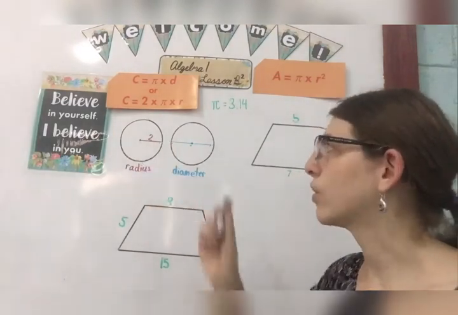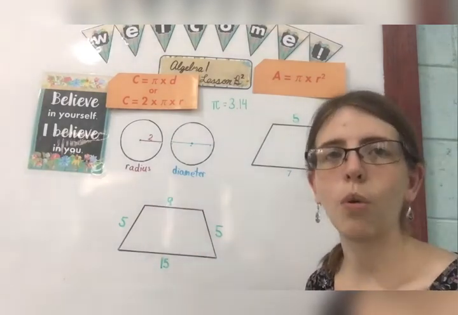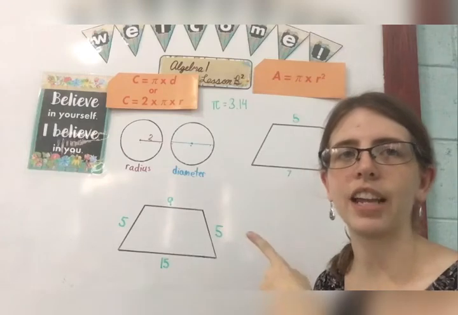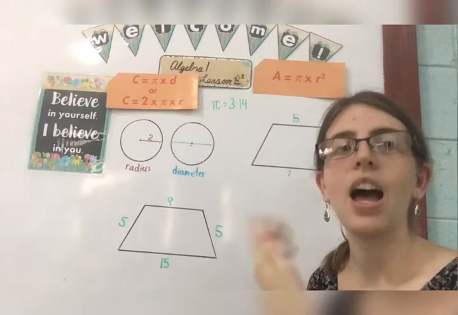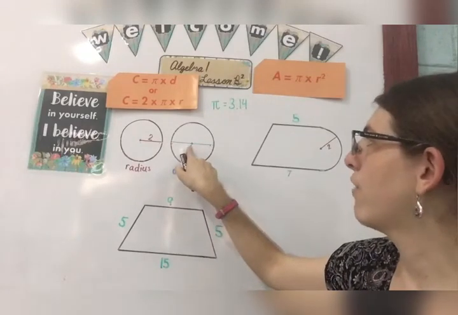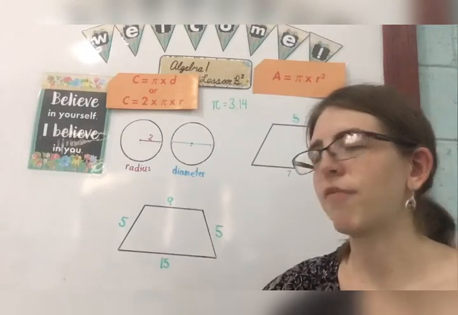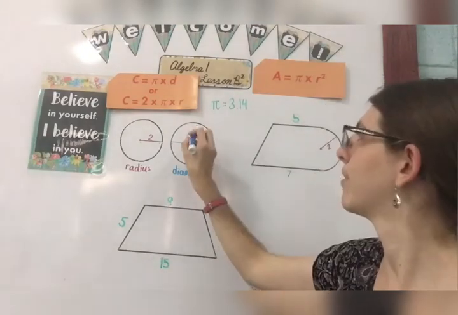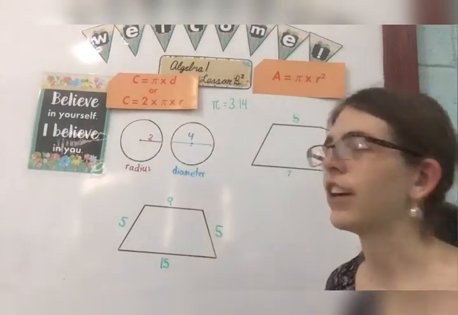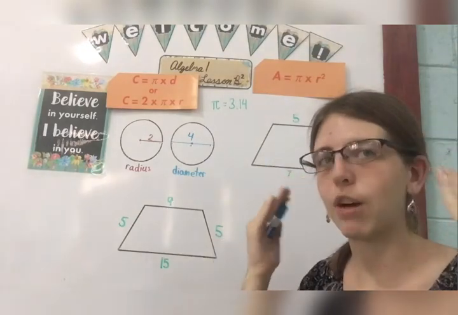So these two circles are exactly the same. If the radius of this circle is 2, what's the diameter of the second circle? Well, it's 2 times 2, because from here to here is 2, and from here to here is 2. So all together, the diameter of my circle is 4. Very good. Now that's important information. Make sure you have that stored in your brain.